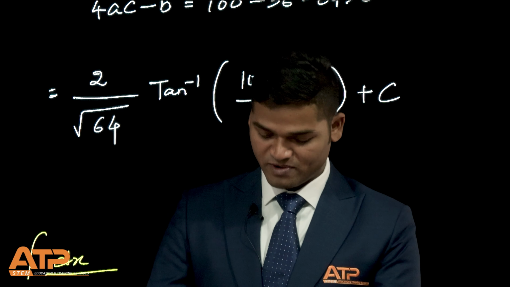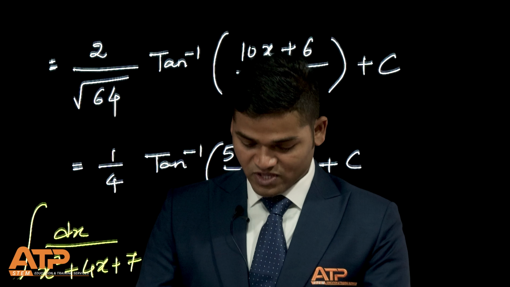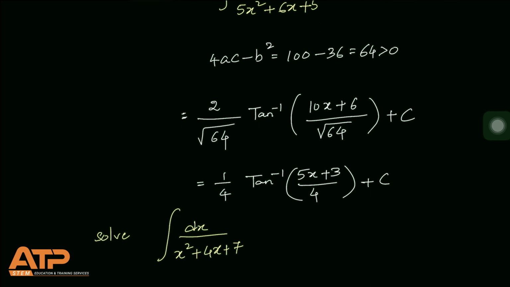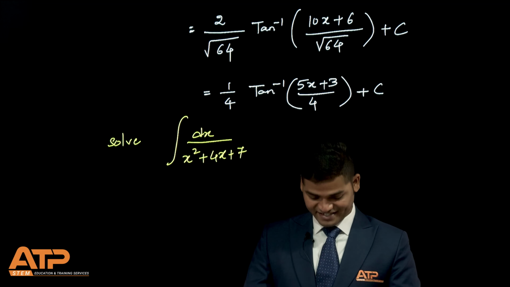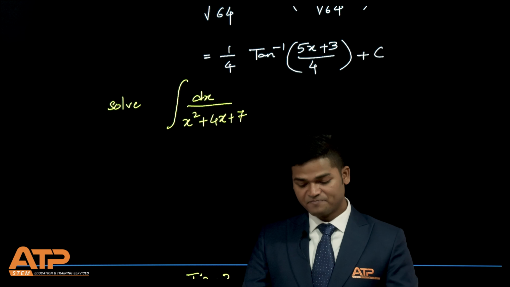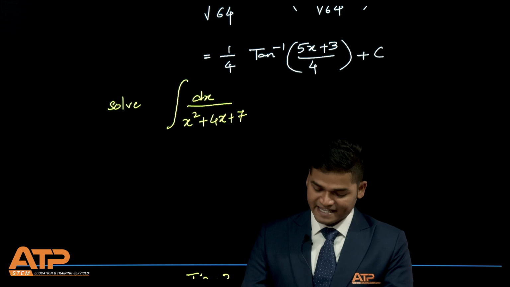You can simplify further, 2 by 8 tan inverse. Okay. So that will become 1 by 4 into tan inverse of 5x plus 3 divided by 4 plus c. So just like that we have solved it. Can we do one more question? Yeah. So solve integration dx by x square plus 4x plus 7.